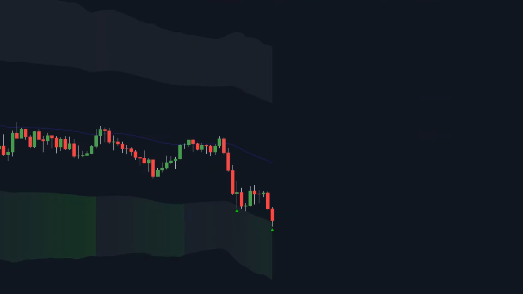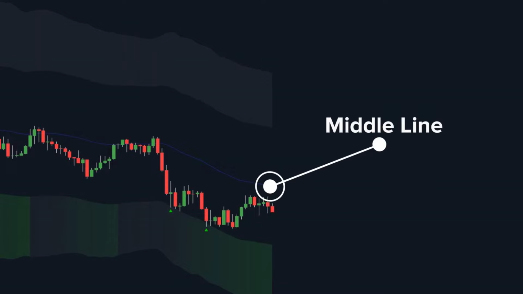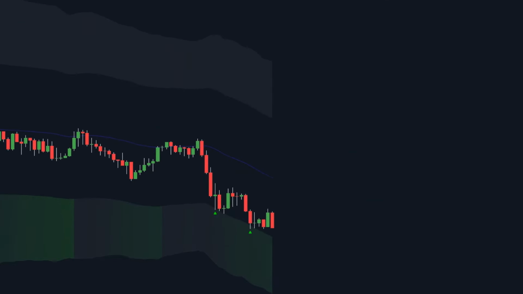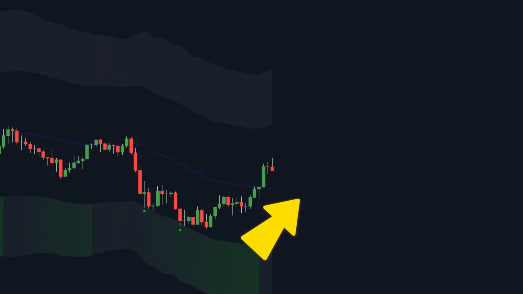This indicator consists of three components. The middle line acts as a reference for the average price. When the price is below the middle line, the market is controlled by sellers. When it is above the line, it is controlled by buyers.